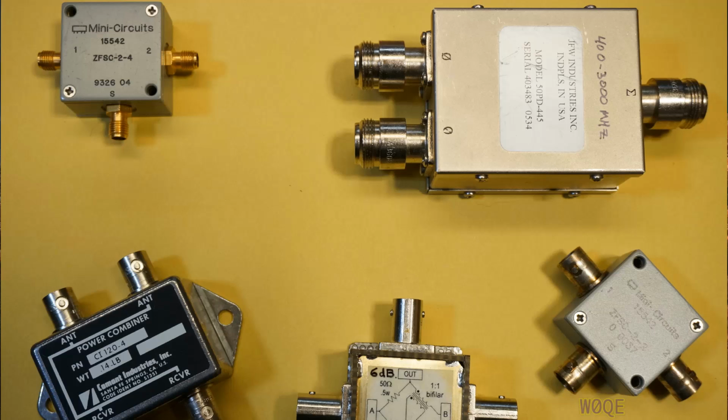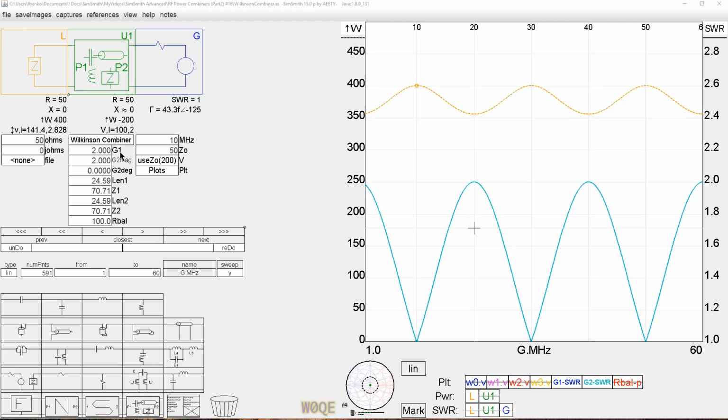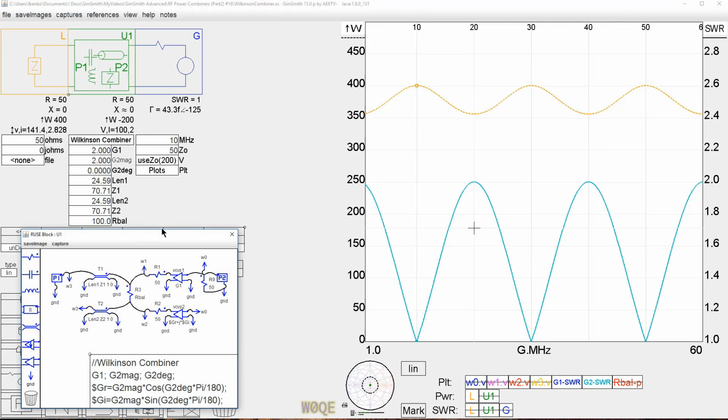That was an example of a project I did a number of years ago prior to SimSmith for a guy I knew in Arkansas. Hopefully this will be interesting. This circuit is already built up, but what it basically is is pieces of what we had yesterday plus a power combiner. This is a standard Wilkinson coaxial power combiner.